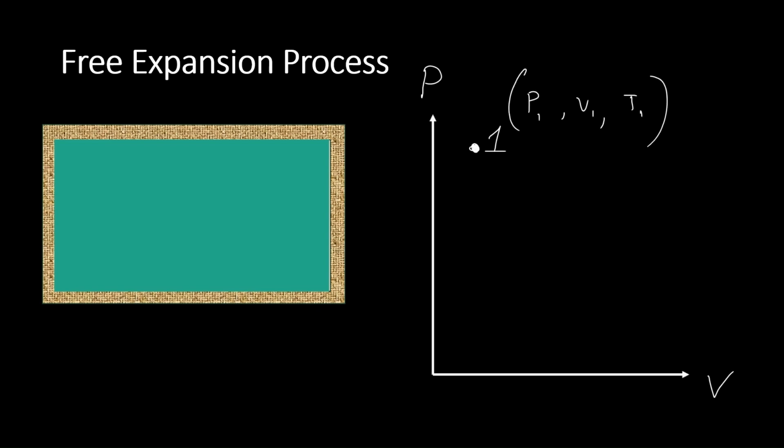As this is an expansion process, the pressure in the system reduces from P1 to P2 and the volume in the system increases from V1 to V2. So, the final state is represented by pressure P2, volume V2 and temperature T2. We can have the information only at initial and final states of the process. As this is a rapid and spontaneous process, we don't have any information in between the initial and final states. So, we can only represent initial and final states on the PV diagram.